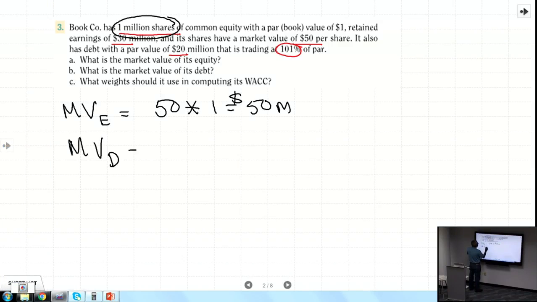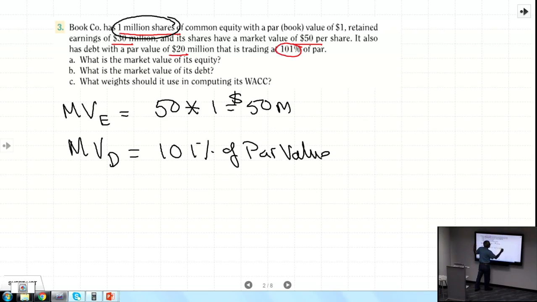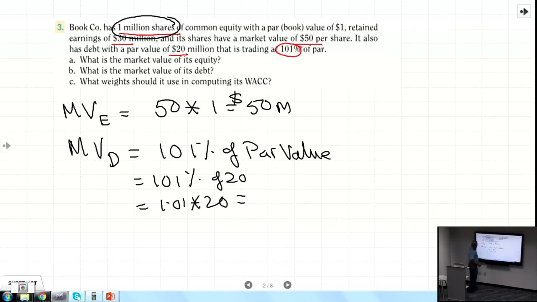Market value of debt. In this case, it is given as 101% of par value. Because the debt is trading at 101% of par value. So 101% of 20 million, or 1.01 times 20, gives me 20.2 million. That's the market value of debt.